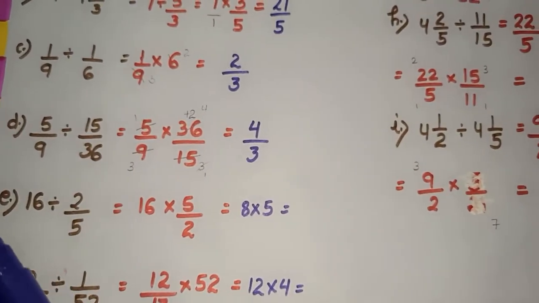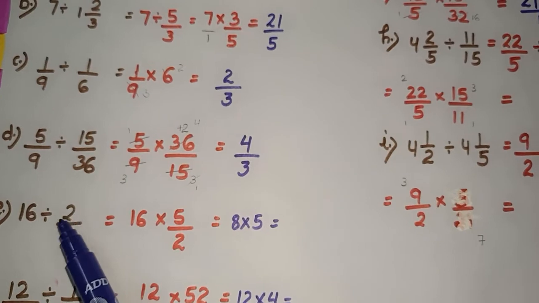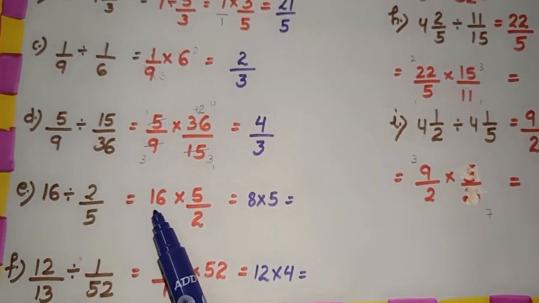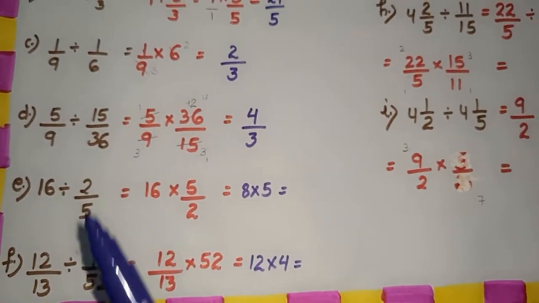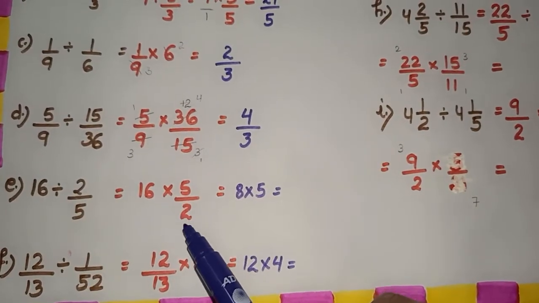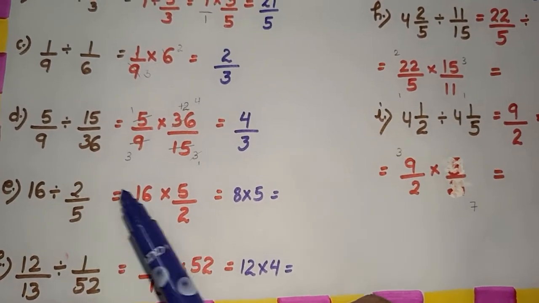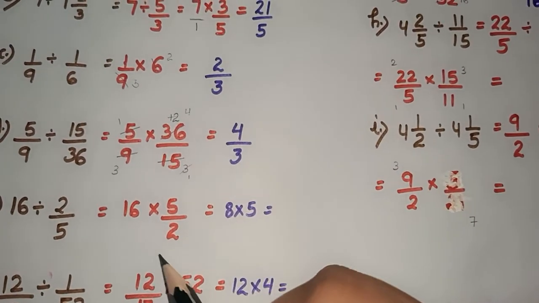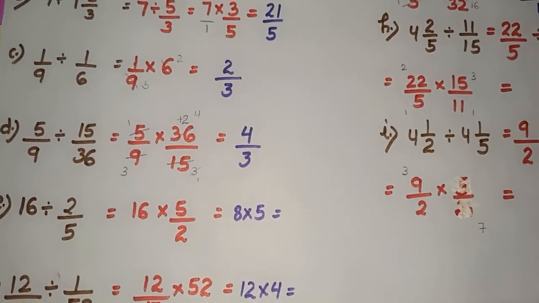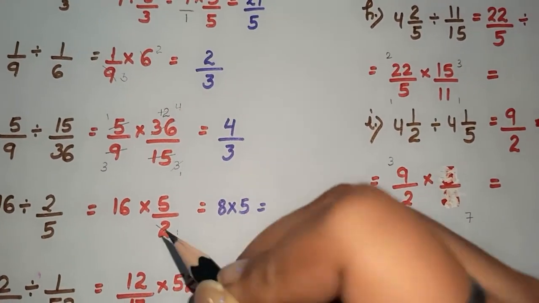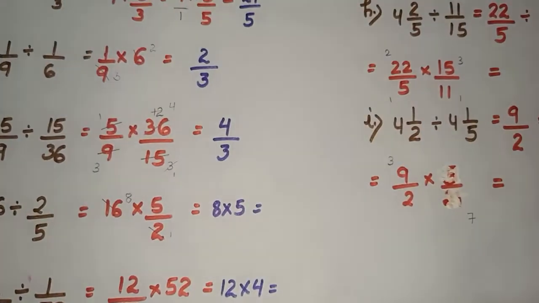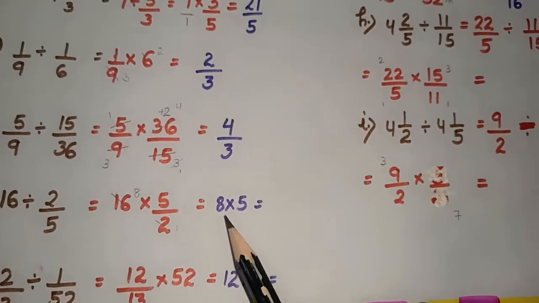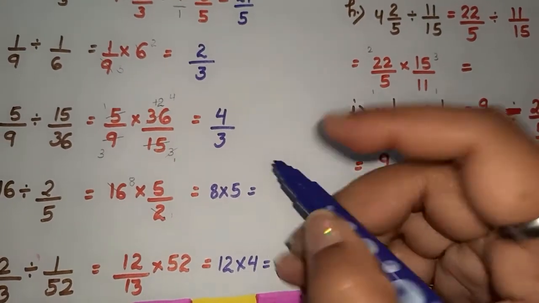Now E part, 16 divided by 2 upon 5. First step is to write down 16 as it is and reciprocate this fraction. 5 upon 2, I have done, and the sign is also changed. Now we need to check whether any numerator and denominator is divisible or not. 2 ones are 2, 2 8s are 16. Yes, we have divided. Now only 8 and 5 are left, so 8 5s are 40.